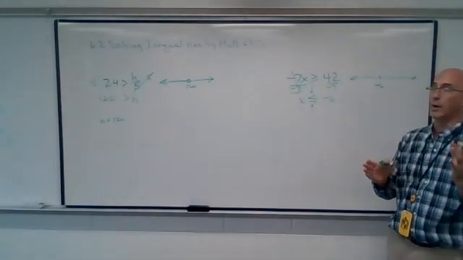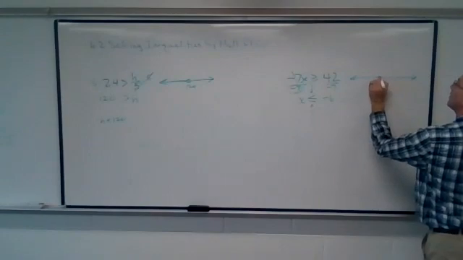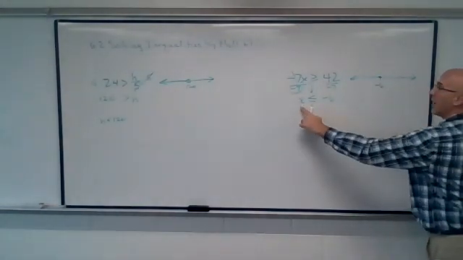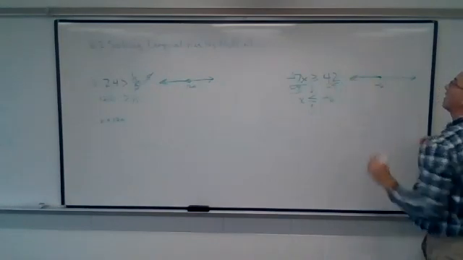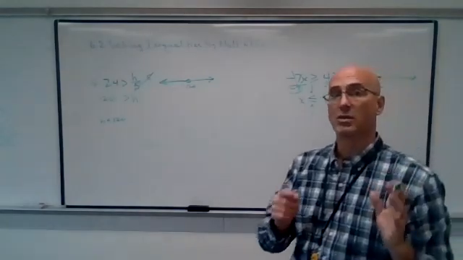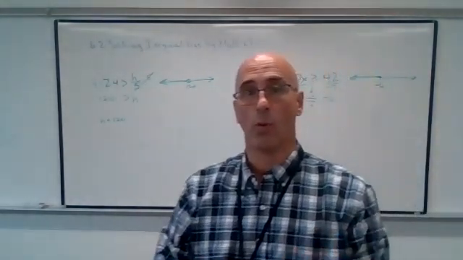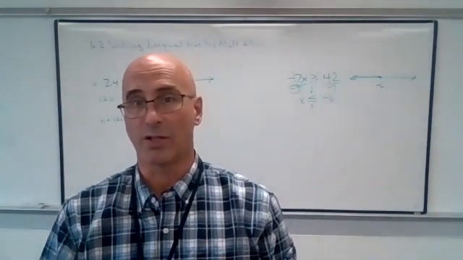That's the important point. Since it is less than or equal to, we fill it in with a filled-in dot, and now it's less than. So we're going to do everything to the left of negative 6. That is how to solve simple one-step inequalities by multiplication and division.